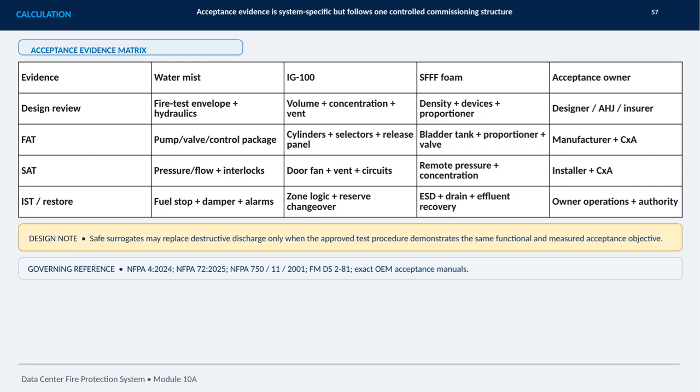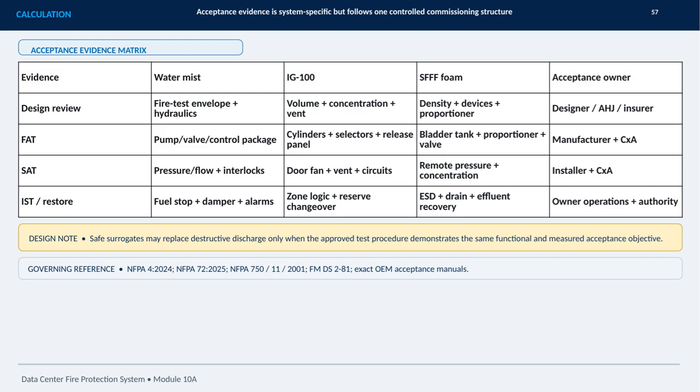Factory acceptance testing then verifies the packaged equipment, while site acceptance testing confirms installed performance, including pressure, flow, interlocks, release circuits, and concentration-related functions. Finally, integrated systems testing and restoration demonstrate operational sequences, such as fuel shutdowns, dampers, alarms, emergency shutdown, drainage, and reserve changeover.